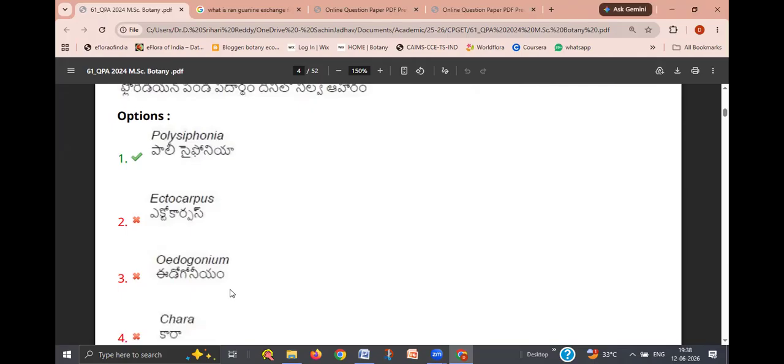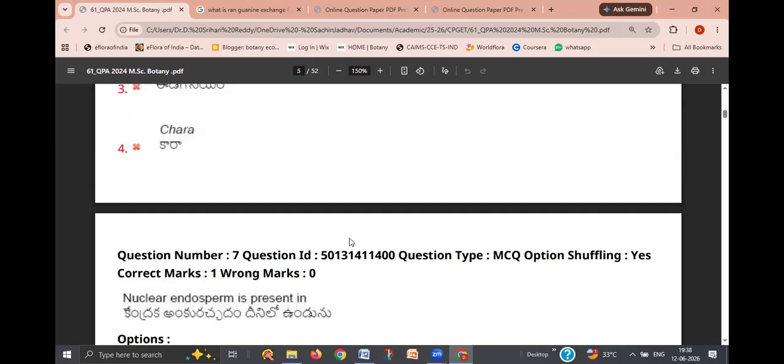And Oedogonium is a green algae, Chlorophyceae. You know what is the food form? It is stored in the form of starch, just starch. Chara also belongs to Chlorophyceae. So the reserved food material is in the form of starch. So these are the things you should remember.